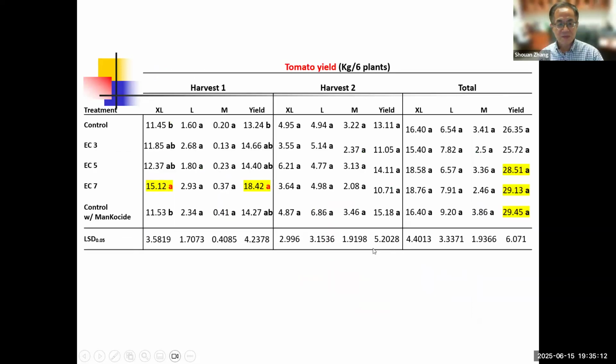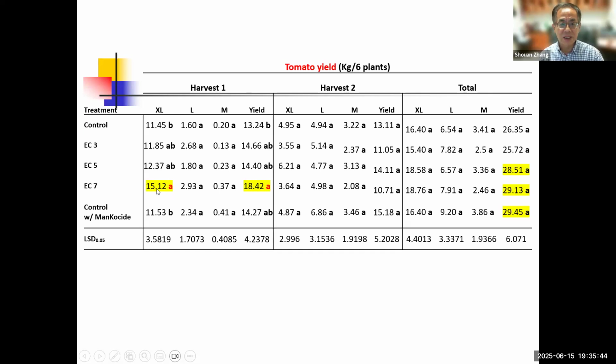So that's tomato yield from this field trial. EC7 significantly increased the yield of extra large fruit in the first harvest compared to the untreated control. And also the total yield from the first harvest was significantly reduced compared to the untreated control.